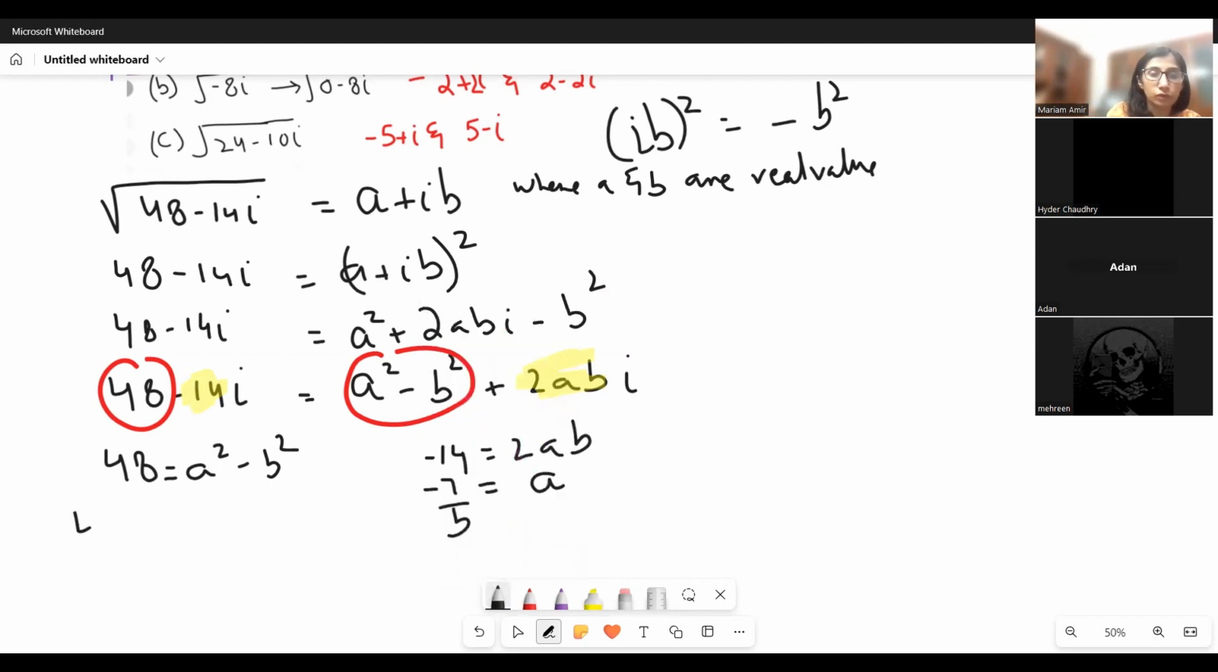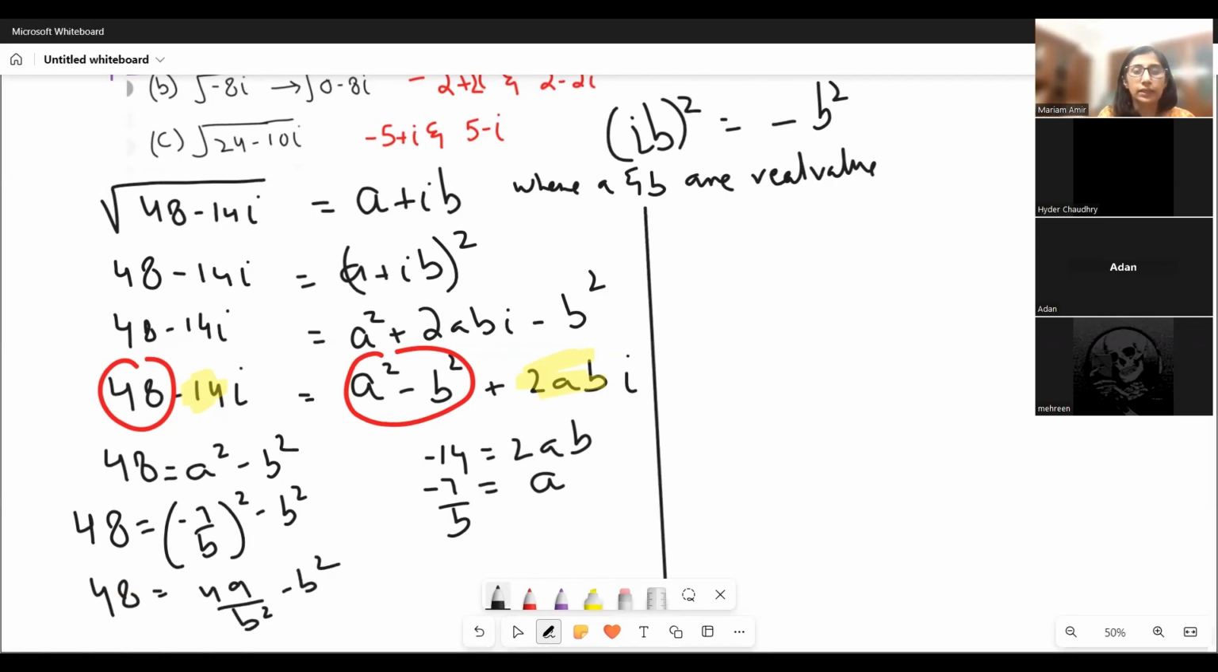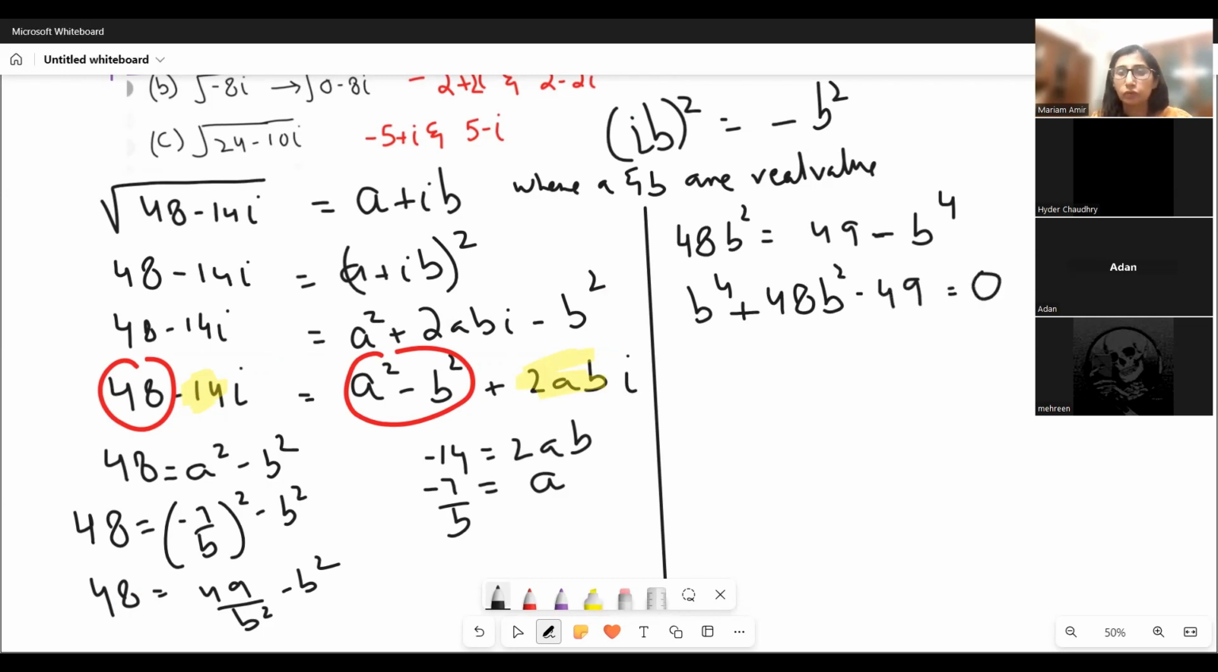Substituted in the first equation, 48 equals minus 7 upon b whole square minus b square. That is 48 is equal to 49 over b square minus b square. Take LCM and rearrange, we get 48b square is equal to 49 minus b. Sorry? Now I found the mistake, it was a calculation mistake, I understand. Okay, fine. I'm still going to do it for Mary. B power 4 plus 48b square minus 49 is equal to 0. Any questions so far, Mary?